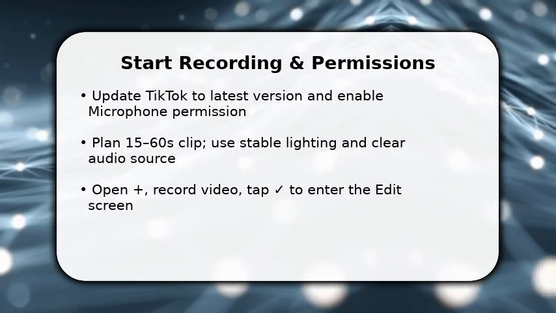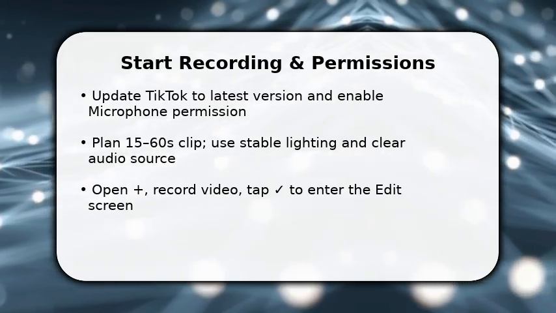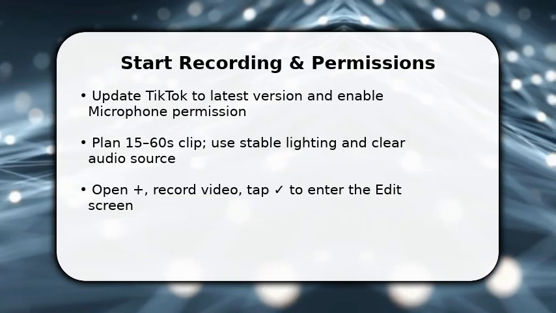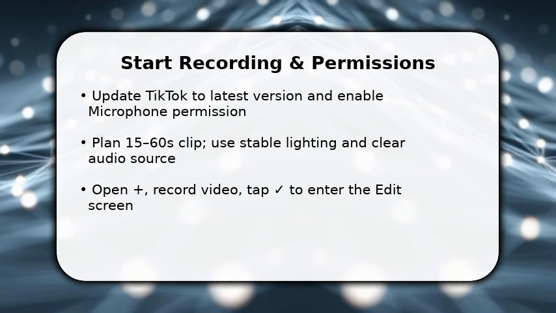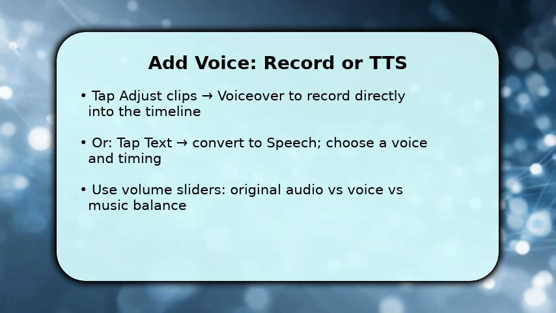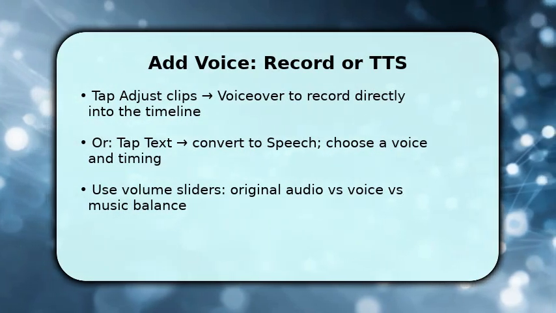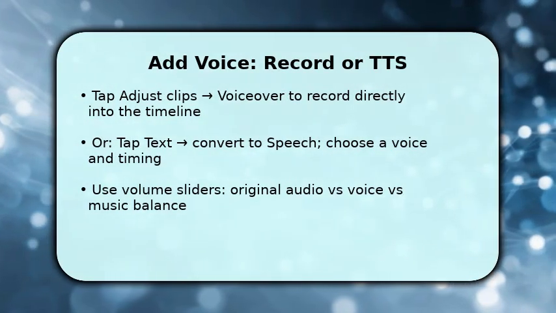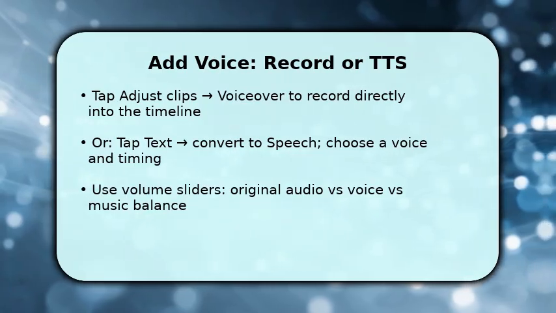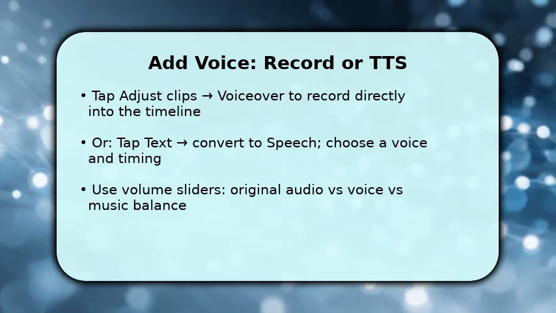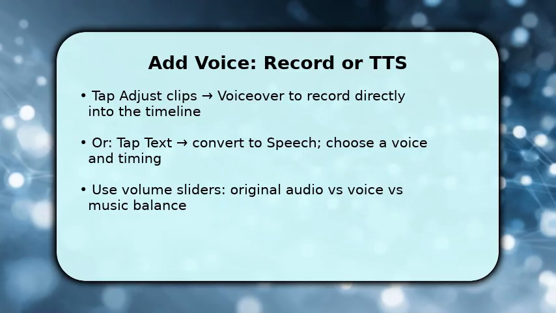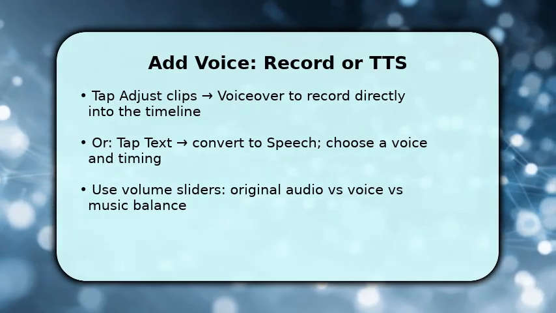This moves you from capture to production, and it's where you'll add or record the voiceover that makes your message clear. You have two simple options: record your own voiceover or use text-to-speech. First, tap Adjust Clips then Voiceover to record directly into the timeline while watching the clip. Press Record, speak naturally, and trim the start/end. Alternatively, add text, type your script, then choose Convert to Speech and assign timing to match visuals.